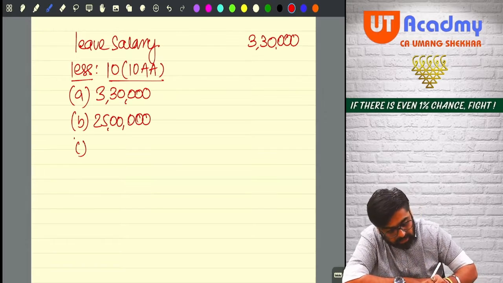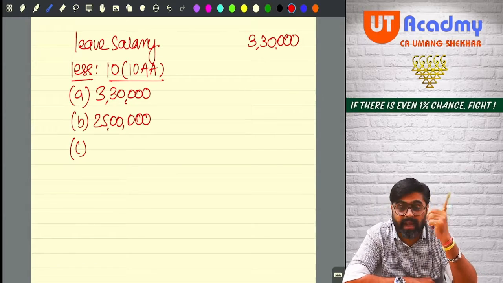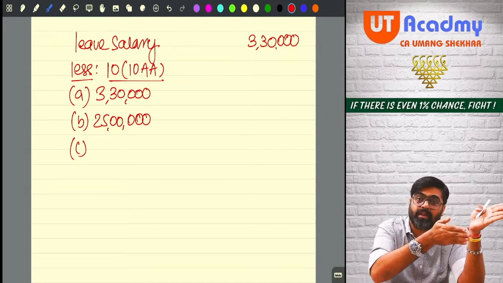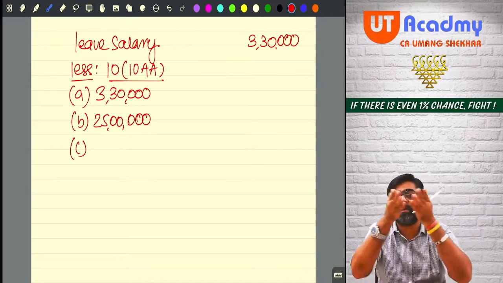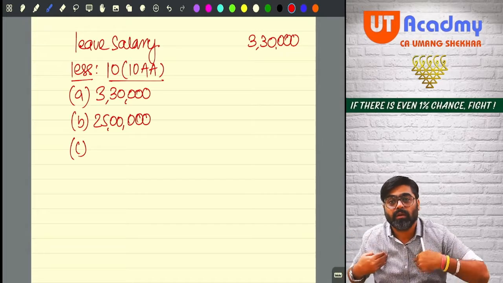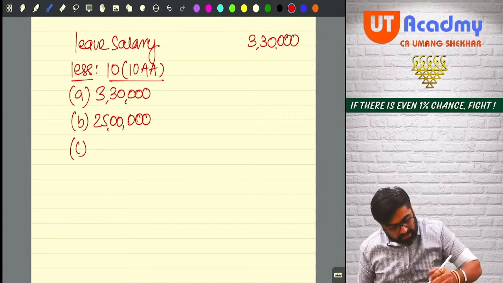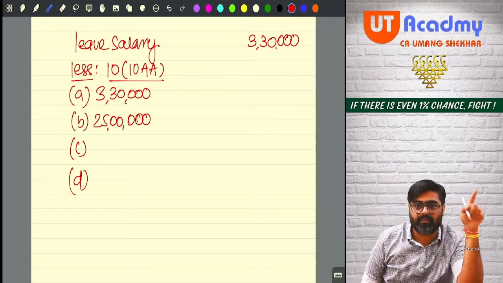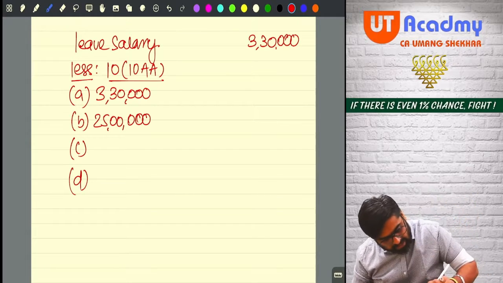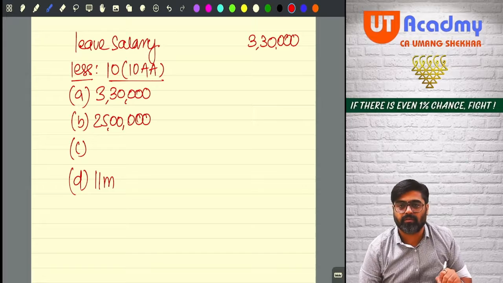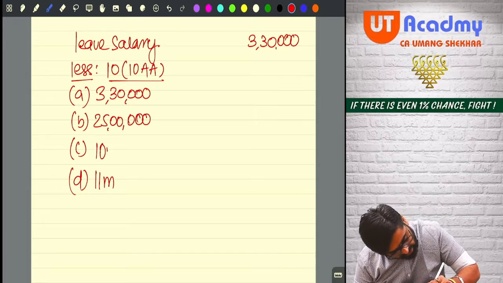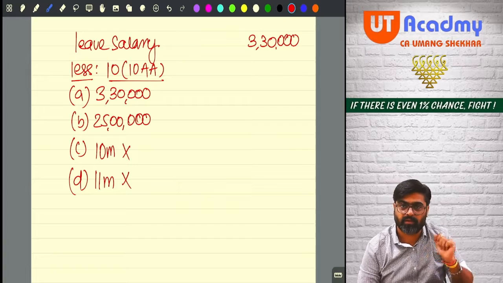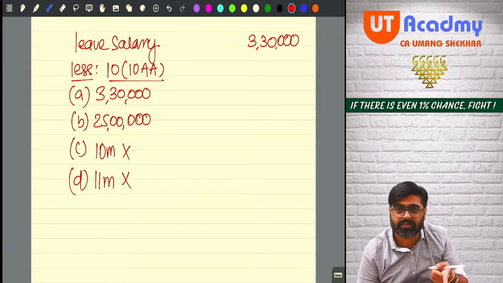And what is limit C? 10 months salary. But for that I will have to first calculate average salary, and then average salary multiplied by 10, I will get 10 months salary. And then limit D, I will have to calculate leave credit multiplied by average salary. Leave credit I have calculated that it will be 11 months. Here I have to take 10 months, but I don't have average salary amount. Now average salary I will calculate. And here only the catch is there.